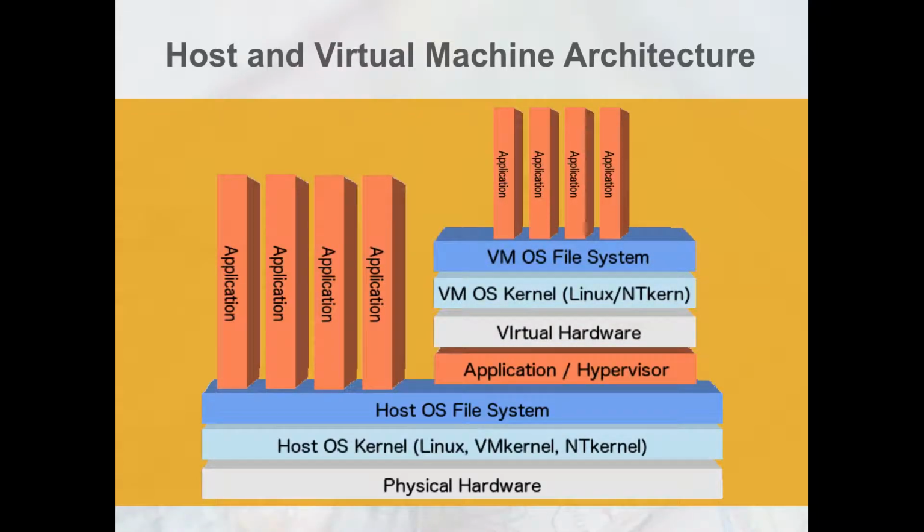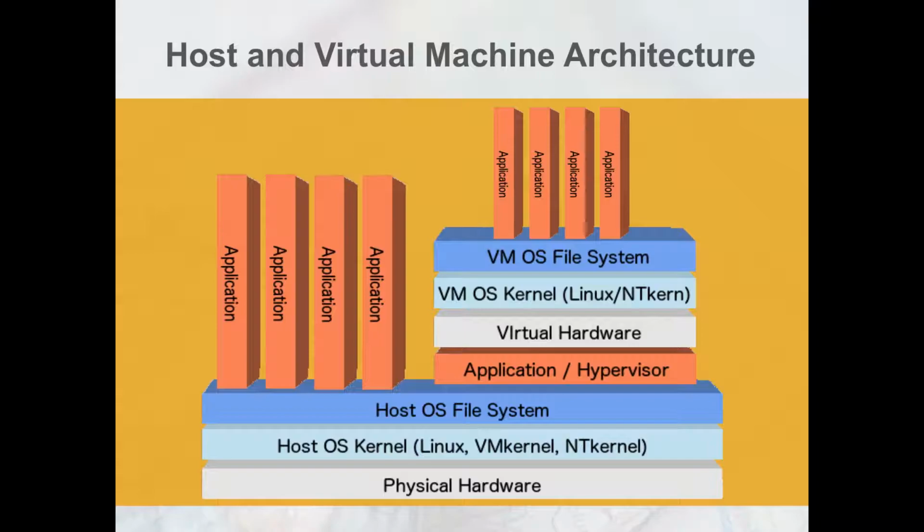So this architecture might look pretty common to you. It's something we've been using for over a decade now. We start off with a physical layer of hardware. We install some type of a kernel on top of that. It might be a Linux kernel or a VM kernel if you're running ESX, or even an NT kernel if you're running Windows. On top of that kernel, we have our host operating system, its file system. So that's the file system that we install applications on top of.